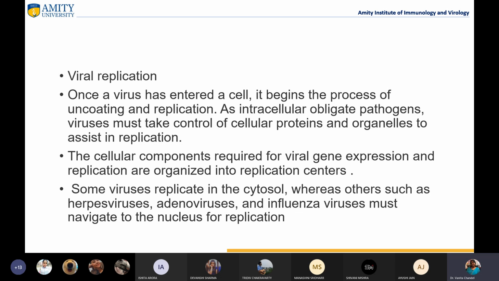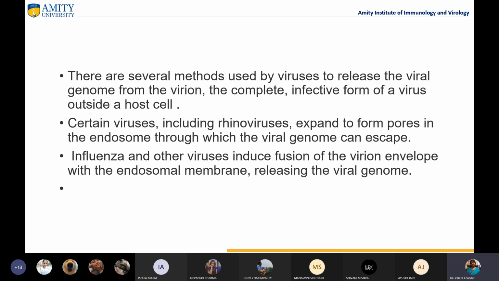So as intracellular obligate pathogens, viruses need to take control of cellular proteins and organelles to assist in replication, because on their own they do not have anything. So they need to use the host machinery for replication and multiplication. The cellular components required for the expression of viral genes and replication are organized into replication centers. Some viruses replicate in the cytosol, whereas others, such as herpesviruses or influenza viruses, move to the nucleus for replication.